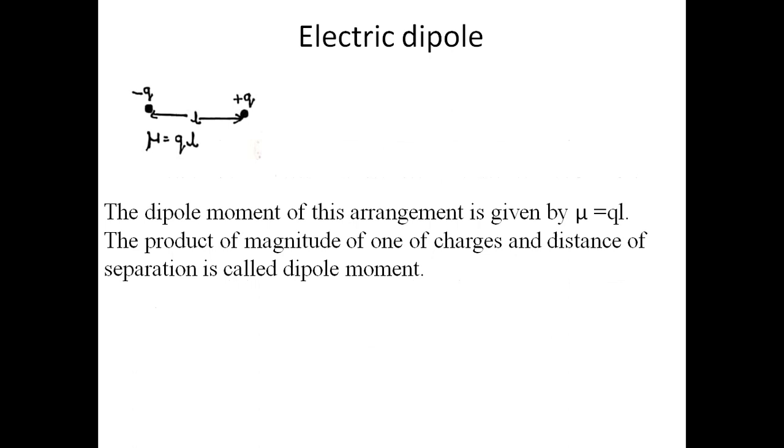Now let us see the electric dipole. A dipole means just a separation of electric charges. A pair of equal and opposite charges whose distance of separation is very small is called an electric dipole. The dipole moment of this arrangement is given by mu equals QL. The product of the magnitude of one of the charges and the distance of separation is called the dipole moment.